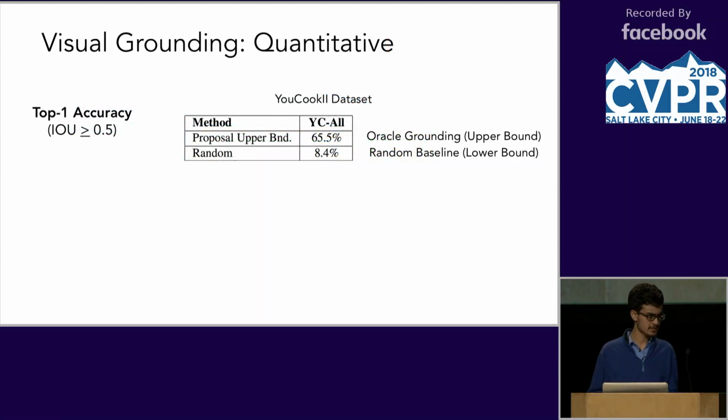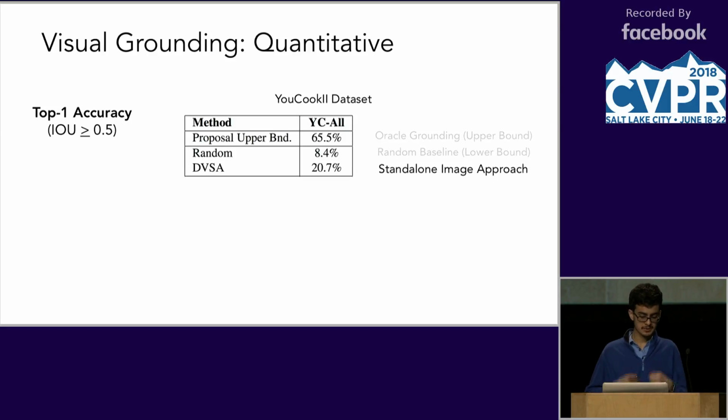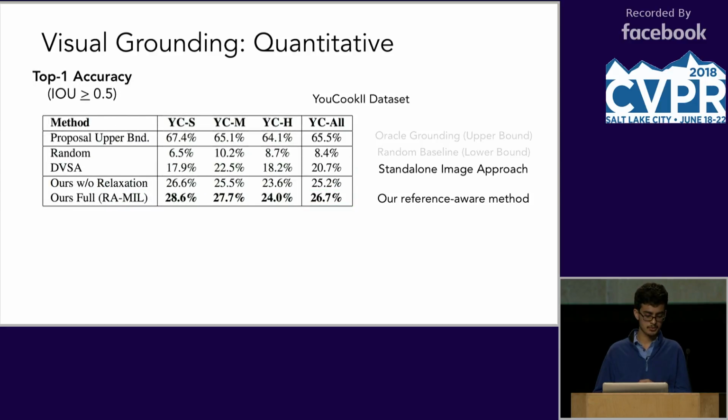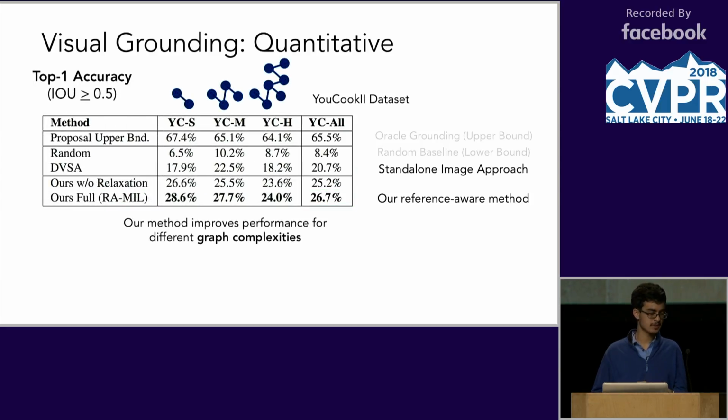We observe this quantitatively as well. Here you can see the top one accuracy at IOU greater than 0.5. We report the proposal upper bound and random as a sort of upper and lower bound on the task performance. We observe that the standalone image approach is able to do reasonably well, but with our reference-aware method, we're able to improve substantially. We also observe that our improvement is consistent over different levels of graph complexities.